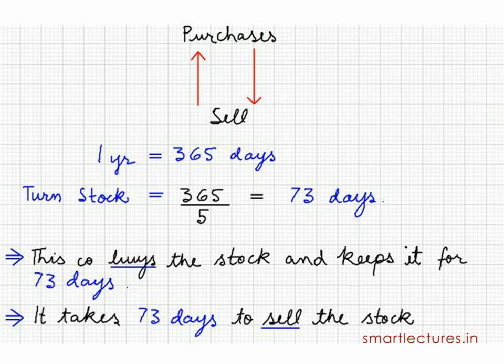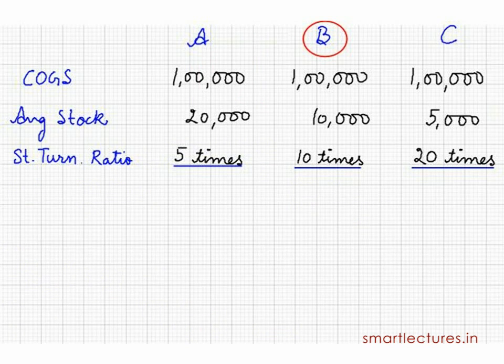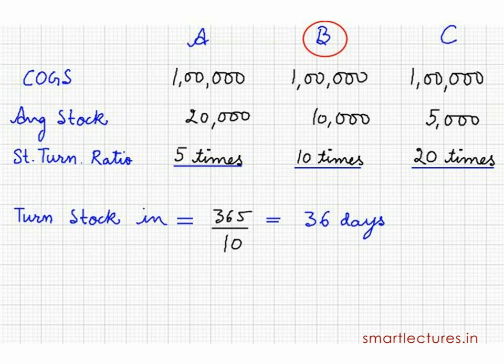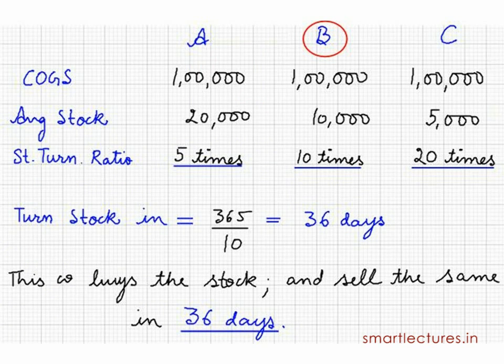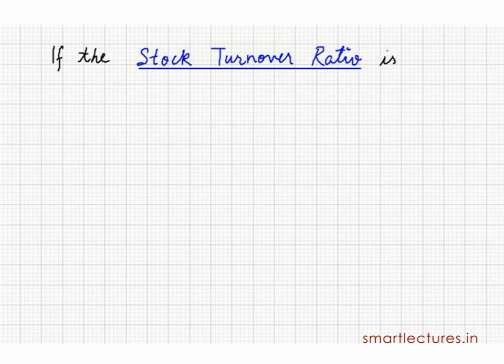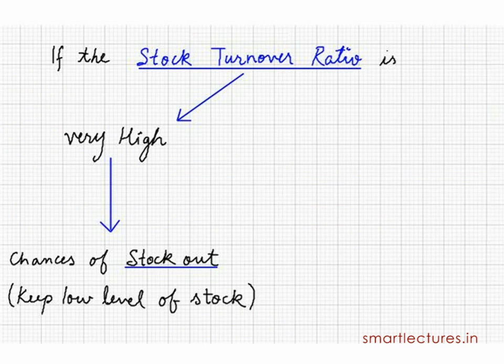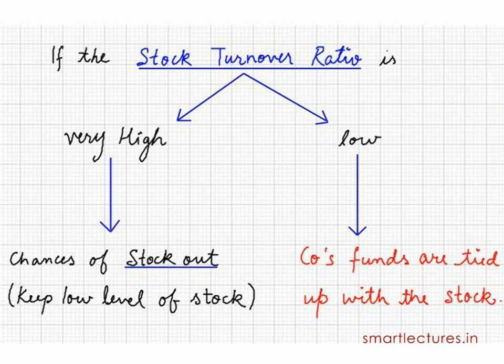And in the same way, B's stock turnover ratio is 10 times. It means this company takes 365 upon 10, 36 days. This company buys the stock and sells the same within 36 days. Then it buys the new stock. So in this way, you can have an idea of the significance of stock turnover ratio. If the stock turnover ratio is very high, it means there are always chances of stock out. Means they keep a very low level of stock. If the stock turnover ratio is low, it means the company's funds are tied up with the stock.